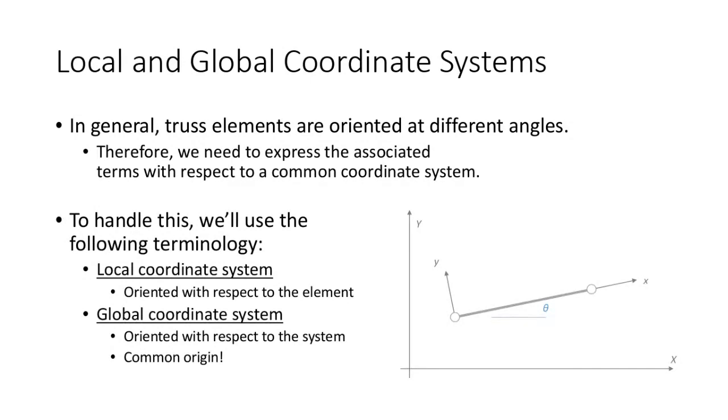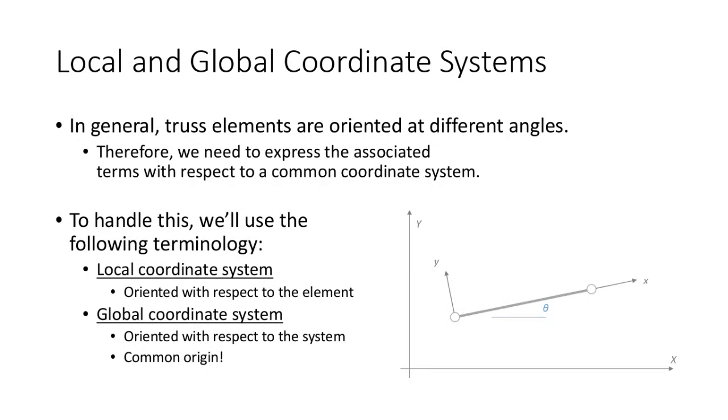And what we need to do is we need to not only derive a stiffness matrix, but we need to derive a stiffness matrix that's with respect to a common coordinate system, so that when we assemble it, we are assembling apples to apples and not apples to oranges. So the way that we handle this is we use the following terminology. So we have the term local coordinate system and global.